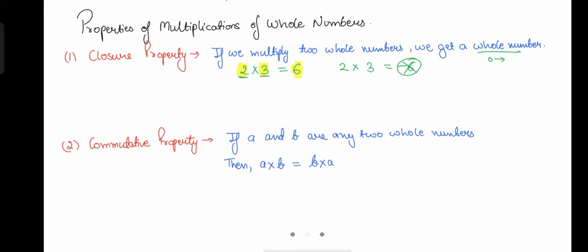That's why we say that whenever you are multiplying two whole numbers, that is, whenever you are multiplying two positive numbers, we can say that, then you will get an answer that is also positive. You won't get a negative answer. You will get an answer as a whole number only.